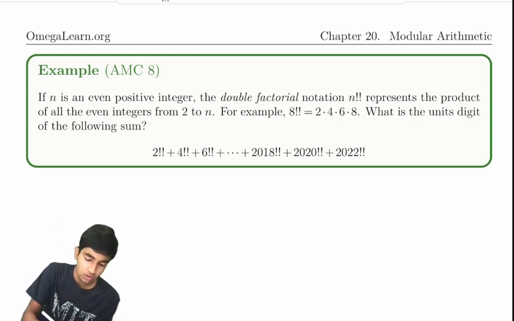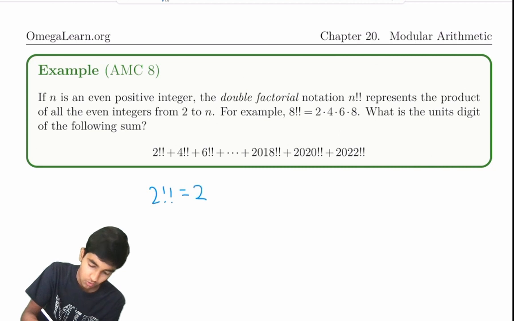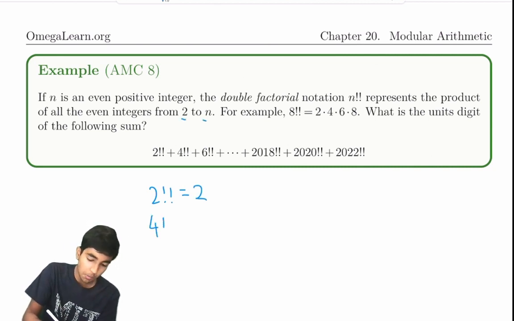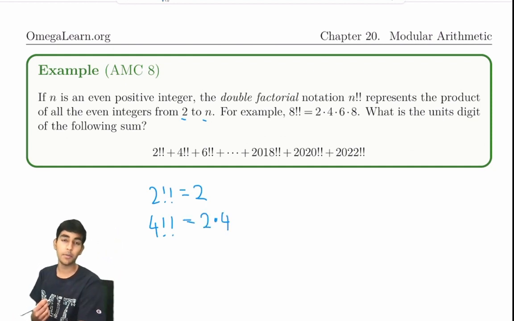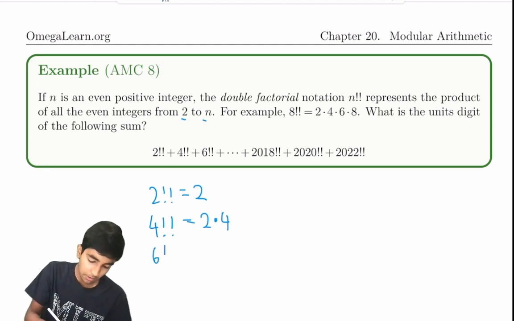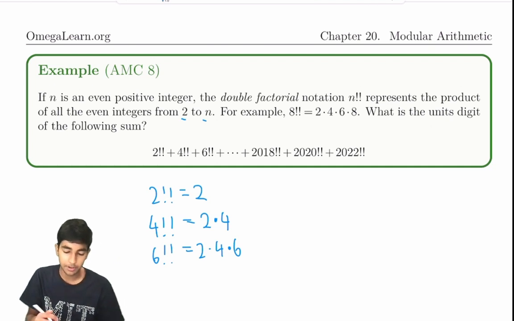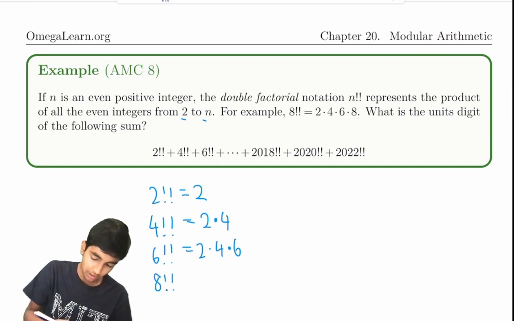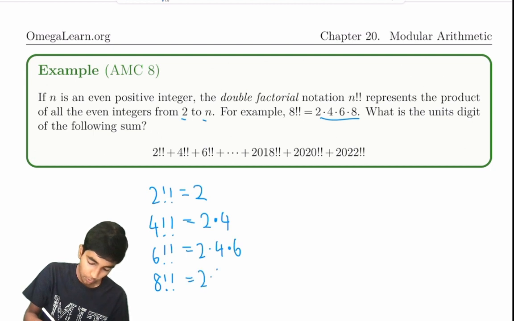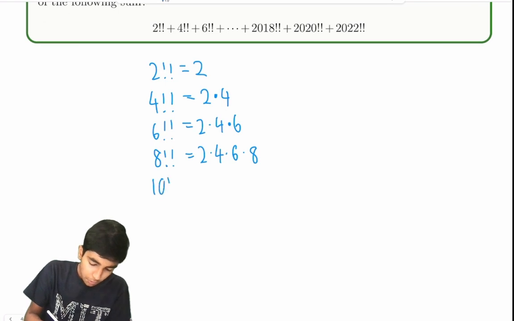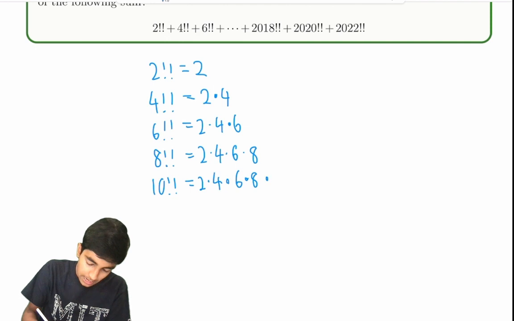Okay, so 2 double factorial is just 2, because there's only one even integer from 2 to 2. 4 double factorial is 2 times 4, right? All the even integers from 2 to 4. 6 double factorial is 2 times 4 times 6. You understand what it means now. 8 double factorial is 2 times 4 times 6 times 8, and so on. And 10 double factorial is 2 times 4 times 6 times 8 times 10.